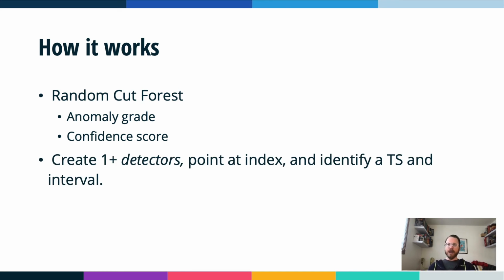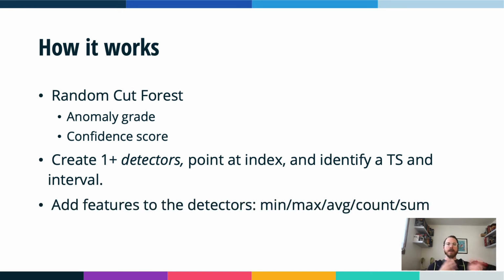You create detectors, right? The detectors basically are things that will be pointed at an index, and you point to a timestamp field in your document, and then you run it at an interval, which is very similar to how the monitor worked in the previous example for alerting. So you add features to the detectors, right? What that will do is run them through an aggregation function: min, max, average, count, sum. These very basic aggregation features. And then that allows you to put this together into a more clear picture.